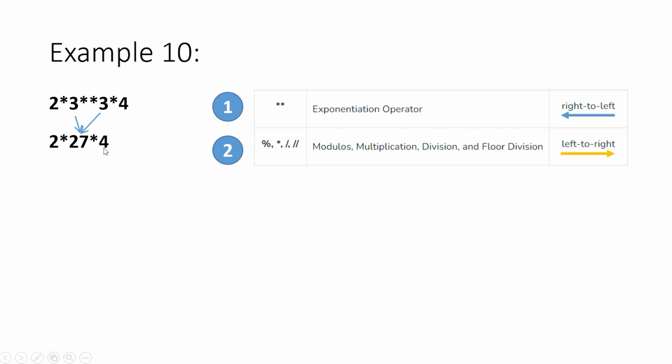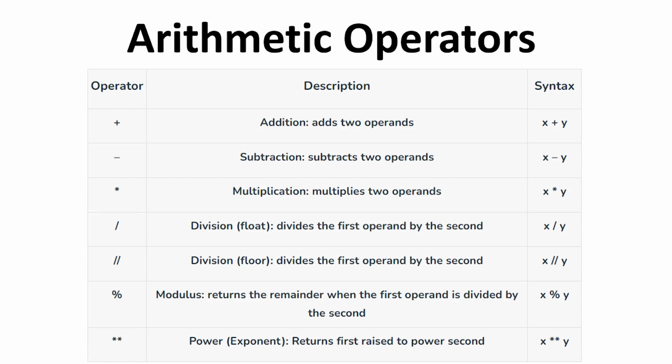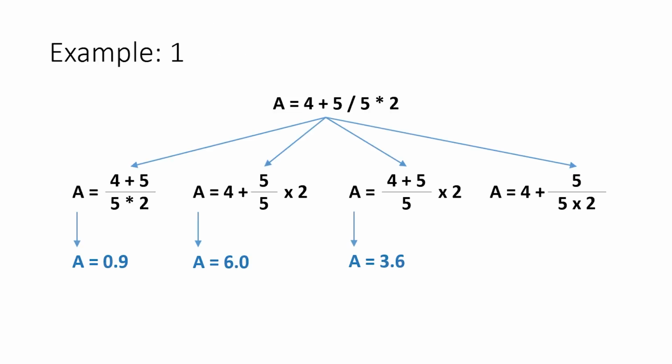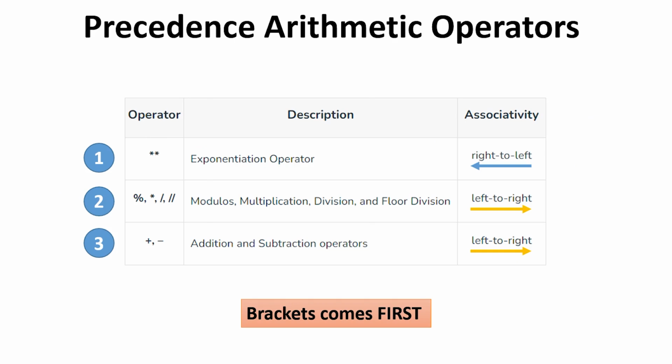Now since star and star share the same precedence, we have to see the associativity. The associativity is from left to right. So from left to right, 2 into 27 will be evaluated first, that comes out to be 54, and lastly 54 into 4, that comes out to be 216. So in this way, whenever you are going to solve any expression, first of all you need to understand what is the precedence and what is the priority of all these operators from this particular table.